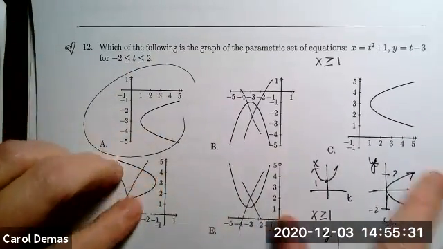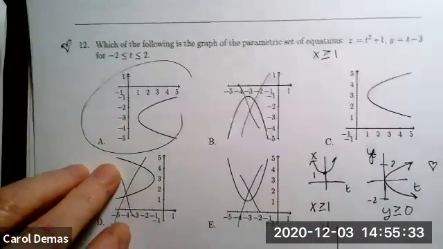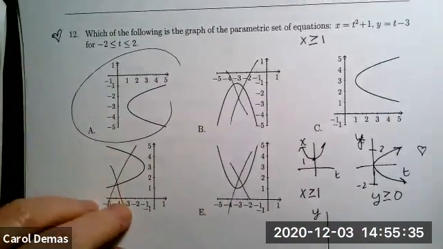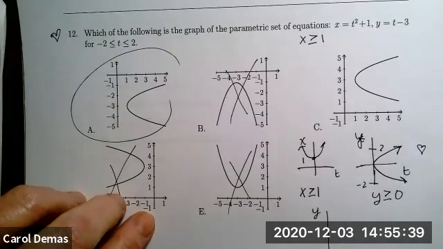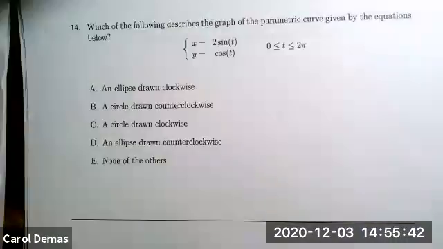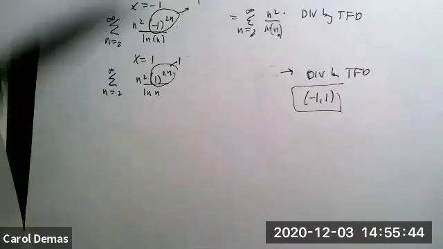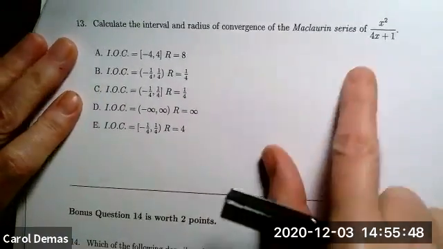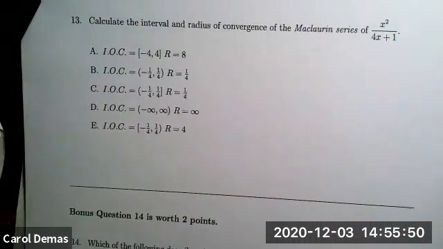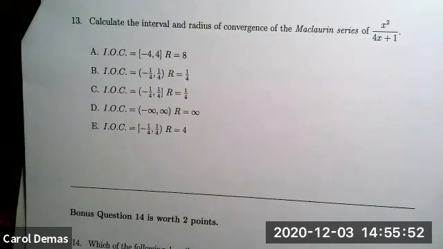Okay, and can we work these out in order and then we'll talk about the remainder estimate? Is that okay? All right, let's move on. Okay, if we want the interval and radius of convergence for this Maclaurin series, how are we going to do that?